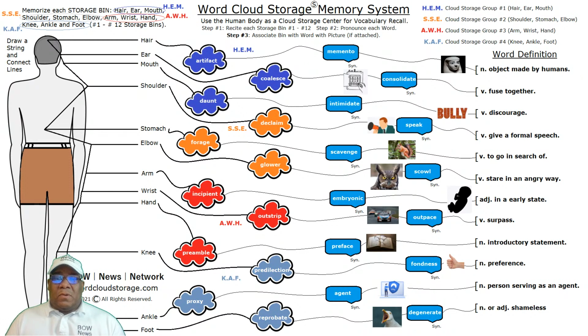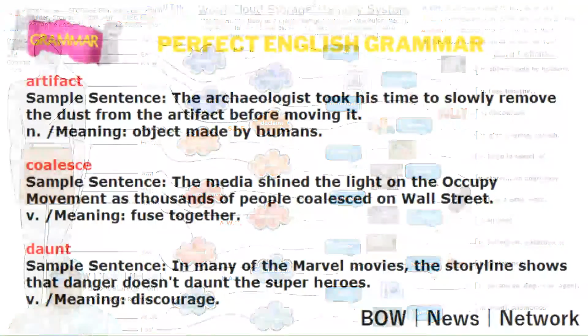So, okay, here we have coalescence and consolidate as a synonym. We see a fuse box there. We wanted to make sure that you had the association of the fuse to the fuse box. Coalescence means to consolidate or fuse together. Let's see how it's actually used in a sentence.